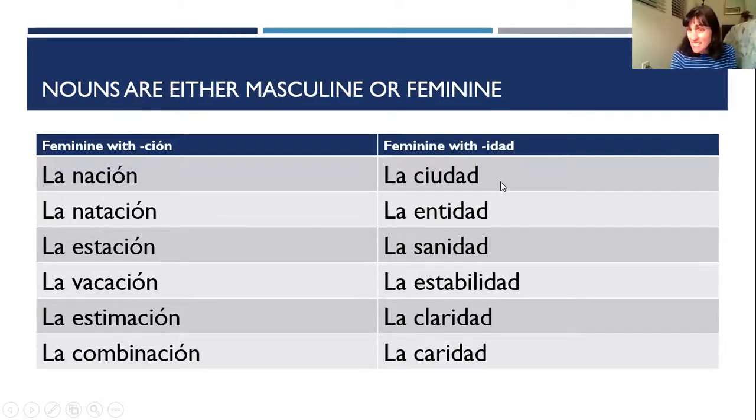If it ends in dad, that's also a dead giveaway that it's feminine. That's a feminine ending. La ciudad means city. La entidad, entity. La sanidad, health. La estabilidad, stability. La claridad, clarity. La caridad, charity. These are all feminine words, okay? So if it ends in A, it's probably feminine. If it ends in ION, it's probably feminine. If it ends in DAD, it's probably feminine. If it ends in O, it's probably masculine, but not always.